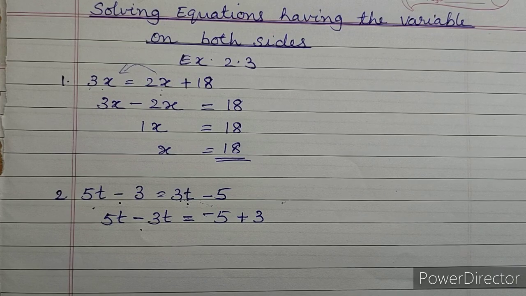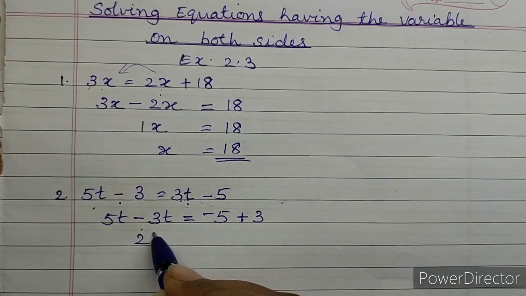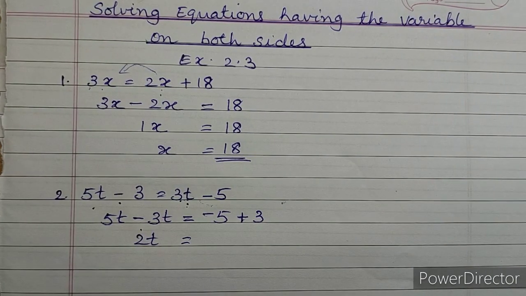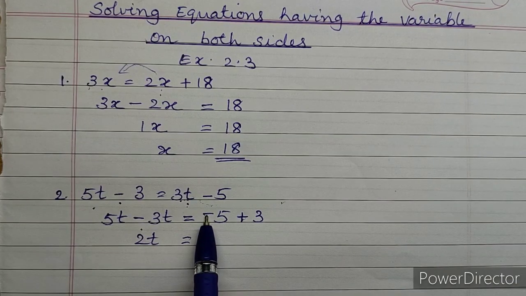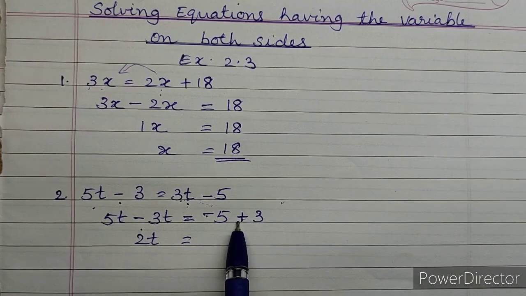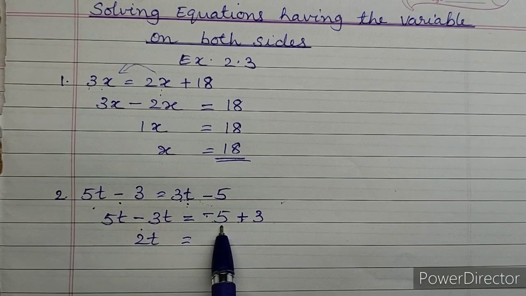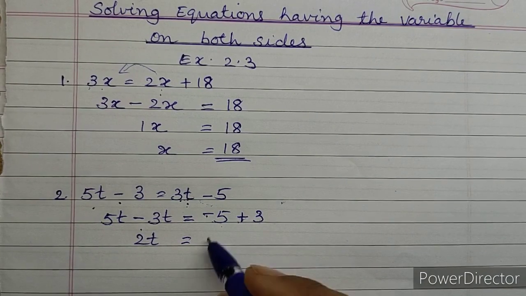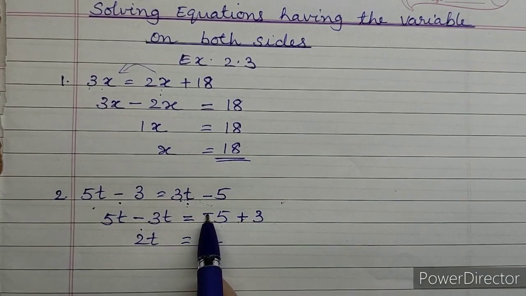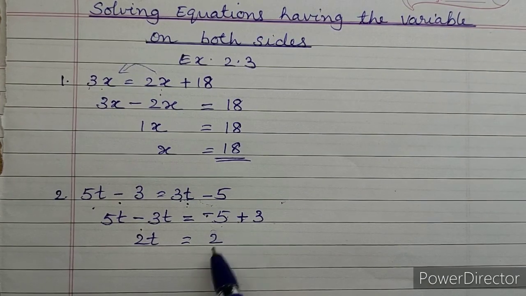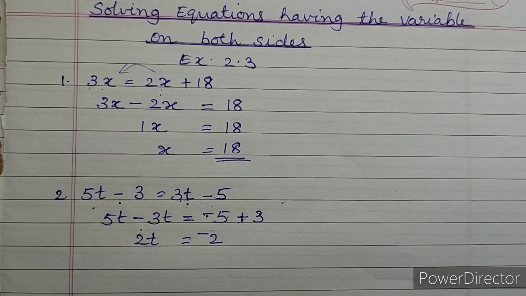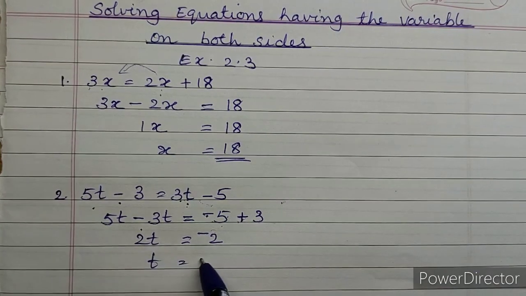What is 5t minus 3t? It is 2t equals minus 5 plus 3. One is negative, one is positive, so instead of addition, you have to do subtraction. 5 minus 3, it is 2. Put the sign of the greater number. The greater number is 5, so the sign is negative. So 2t is equal to minus 2.